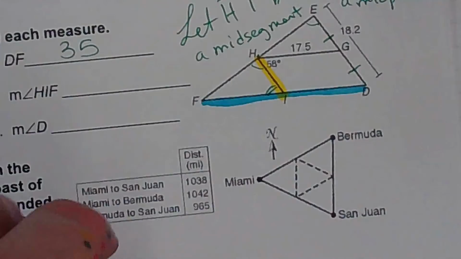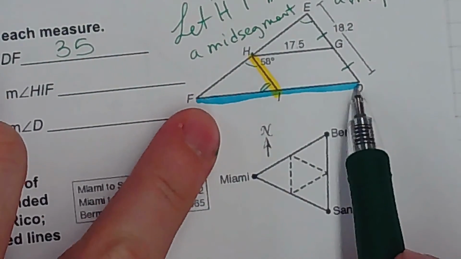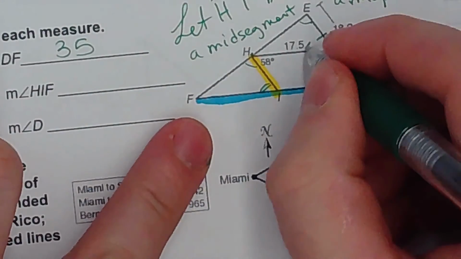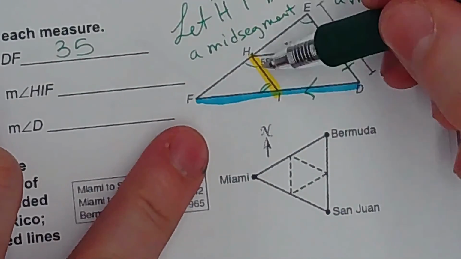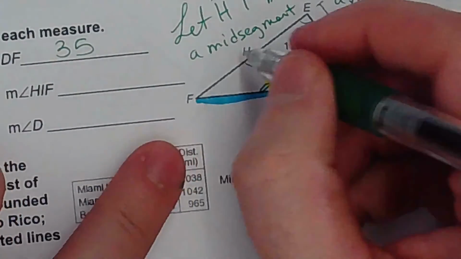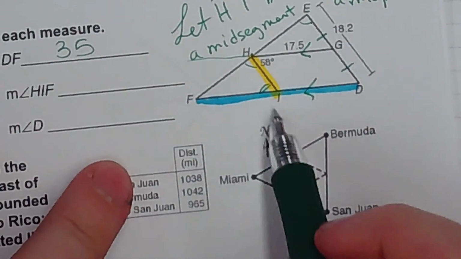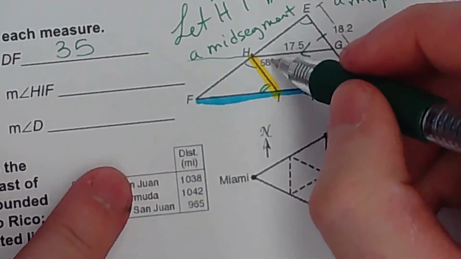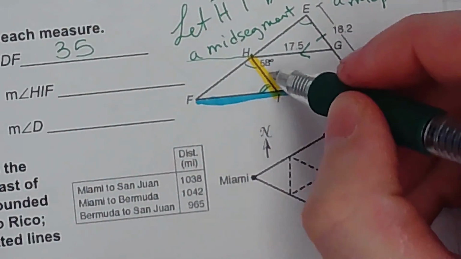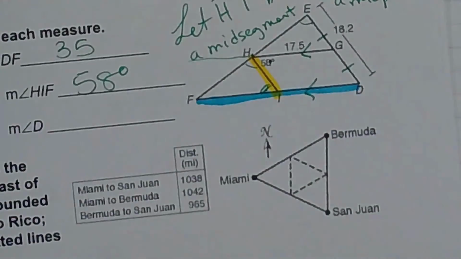All right, guys, check it out. We know because this is a mid-segment, it is parallel to the opposite side, right? These are parallel. So what is this? A transversal. Guys, check it out. You remember this, right? You have a line cutting 2 parallel lines. So alternate interior angles, it's 58. Nice job, Marcus.